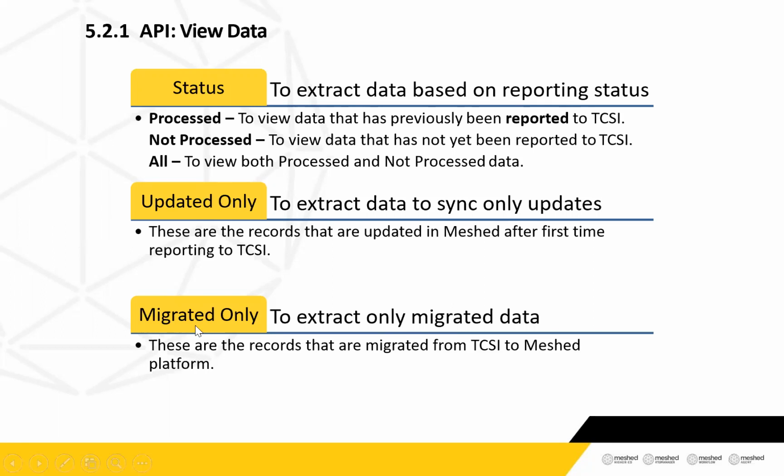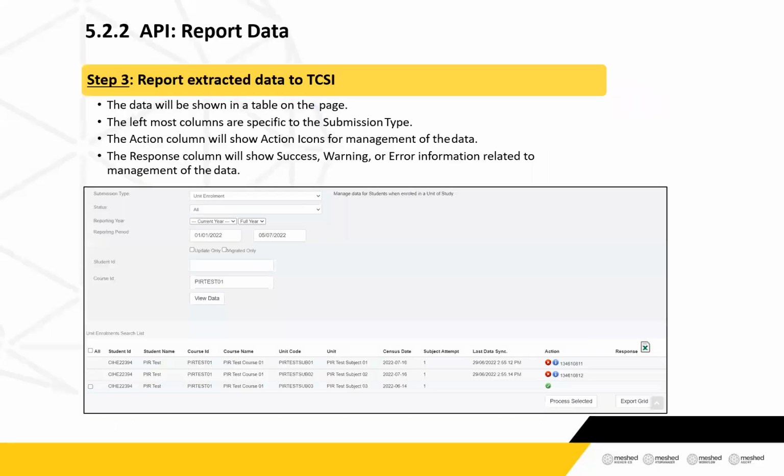Now last is migrated. These are the records that we are flagging as migrated, which were part of the TCSI transition. If you have done any TCSI transition through a JSON file, that means you reported some data to TCSI earlier and then you came to Meshed platform and we migrated that TCSI data onto Meshed platform. So that data we are flagging with the migrated flag. If you just want to see that data, you can also see it by checking that checkbox.